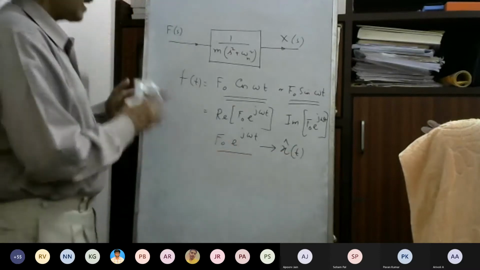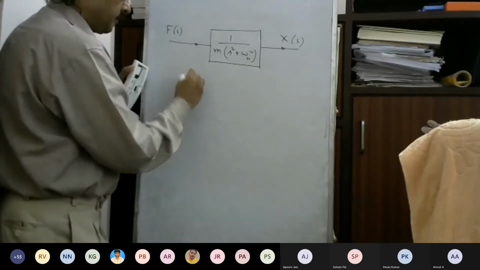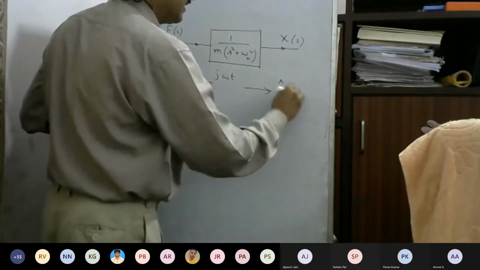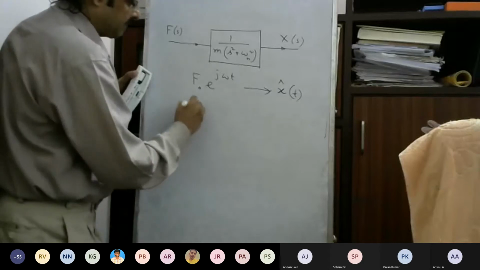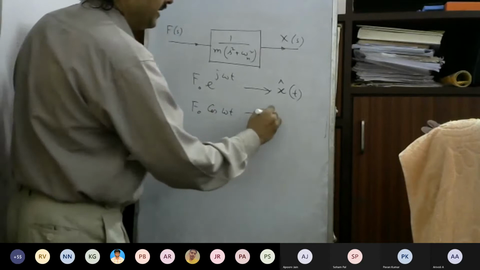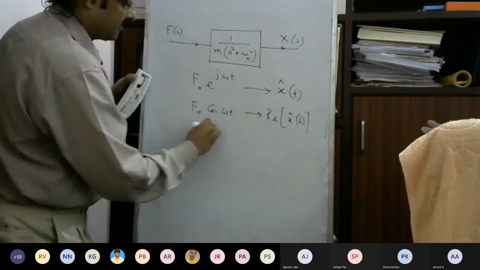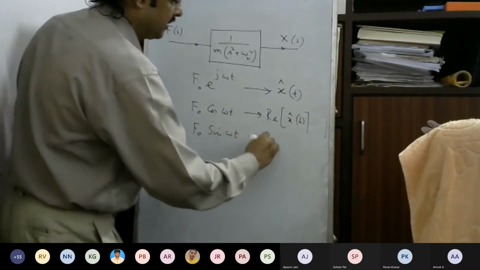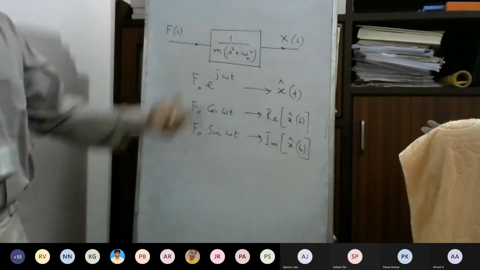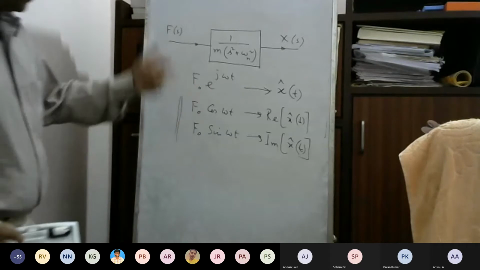That is, if you have a force which is f naught e to the power j omega t and get the response x hat t, then the response due to f naught cosine omega t will be the real part of x hat t, and for f naught sine omega t, the response will be the imaginary part of x hat t. Okay. So this you prove yourself. It's not very difficult.